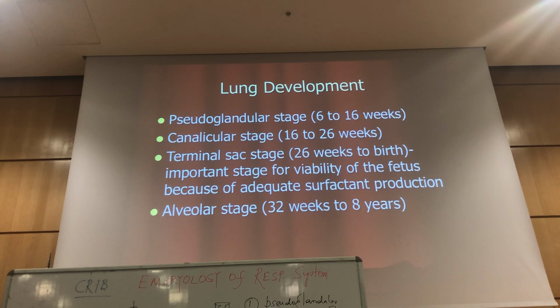No, 99.9% of babies are not coming out at 26, 28 weeks. But this is the exceptional stage I'm talking about. The baby should be put in the incubator, but the baby can survive because there is some surfactant already there, and the terminal sac is there, ready for gas exchange. Alveolar stage, 32 weeks to 8 years. Is that clear now? Say yes. Yes. Good.